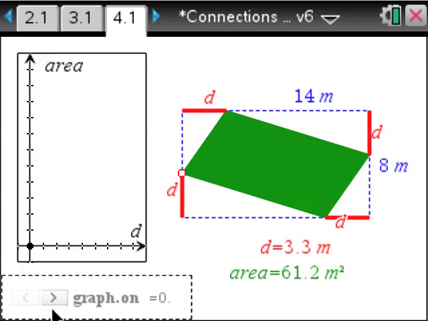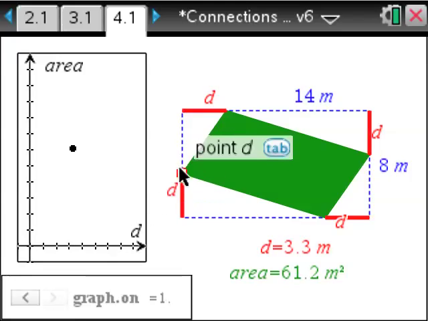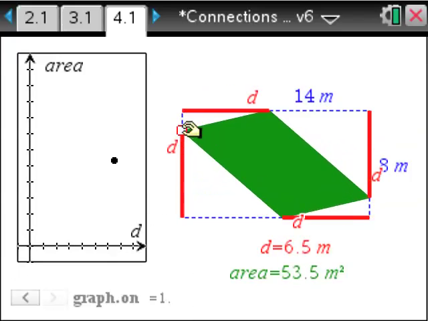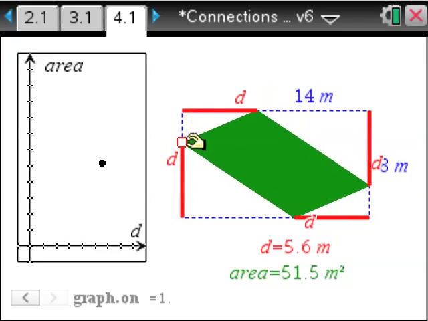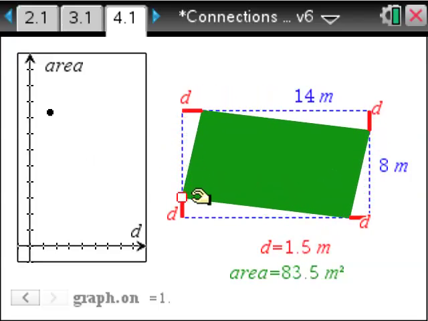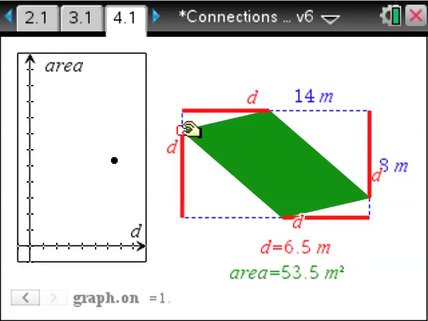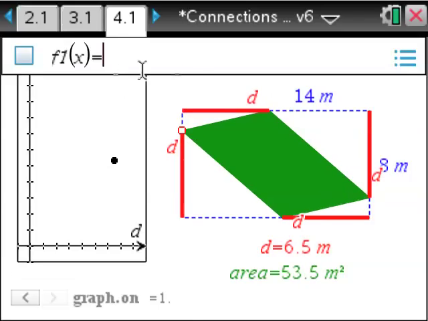And again we can switch the graph on and off, and we can get students to recognize that there is a minimum of the area depending on the choice of D, and the challenge here obviously is for them to come up with some algebraic expression for them to type in. The thing to note here, even though we have D's on the diagram, we have to type in the expression in terms of X. The X coordinate is effectively my length D.